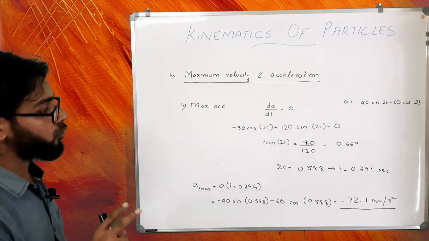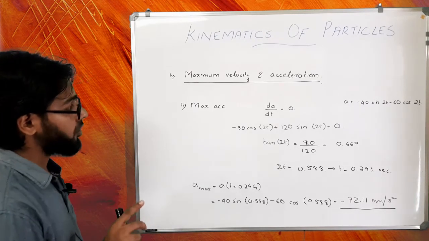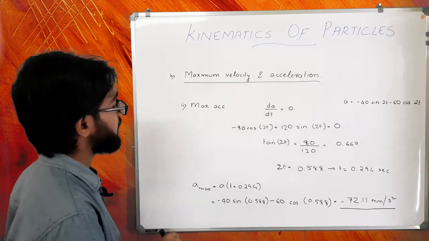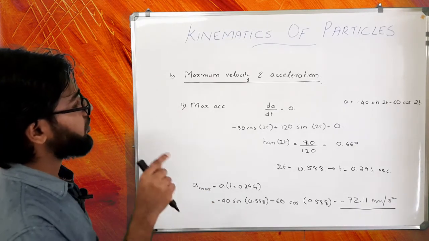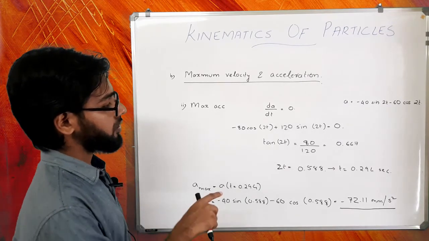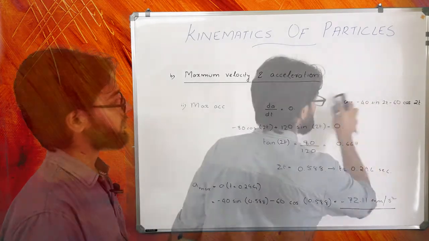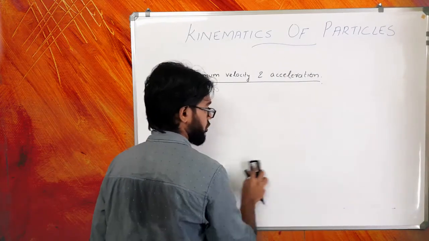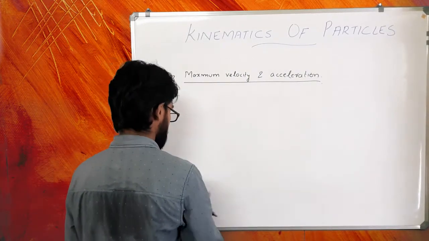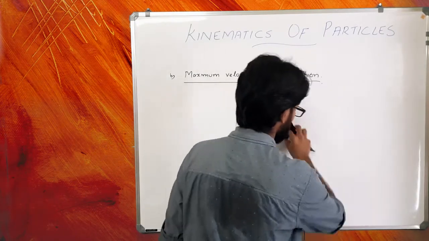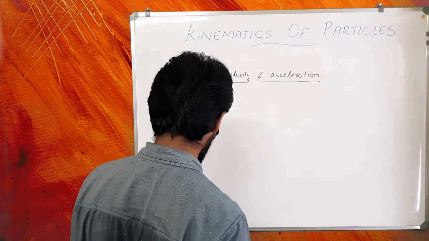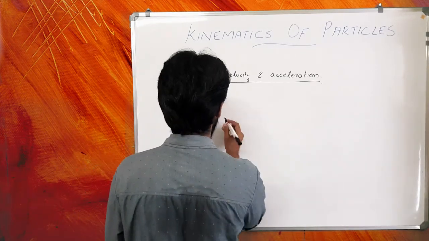So, there are two parts of the question. In the first part, we found the position, velocity and acceleration at time t equals 1 second. In the second part, we found out the maximum velocity and acceleration throughout. Now, there is another way by which you can find the value of maximum velocity and acceleration without going through this entire detailed steps.